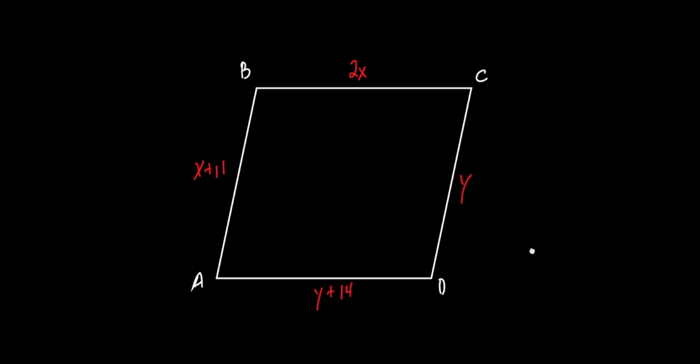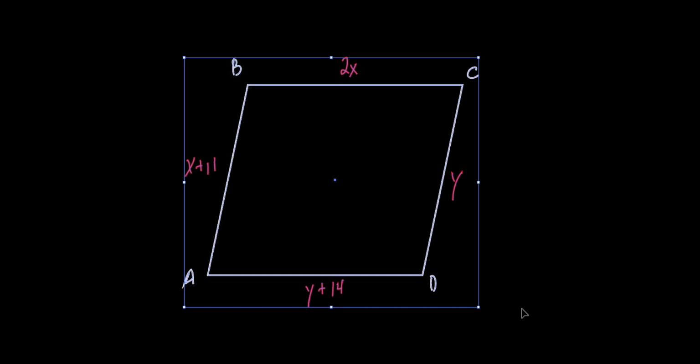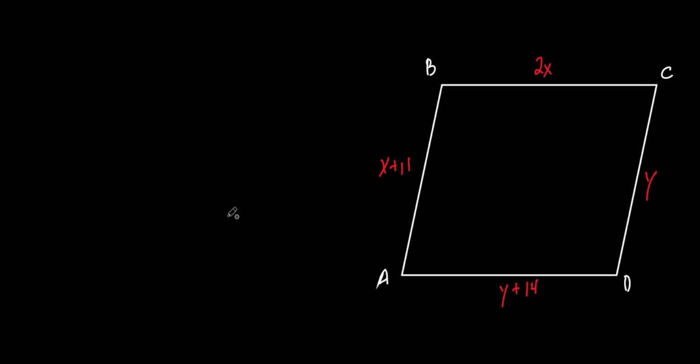Okay. A, B, C, and D. And then they give you this to be 2x. This is y plus 14. This is x plus 11. This is where we're going to do that substitution math we did yesterday. Okay. Let's just push this over off to the side. Give me some room to write. Okay, here we go. Everybody good?